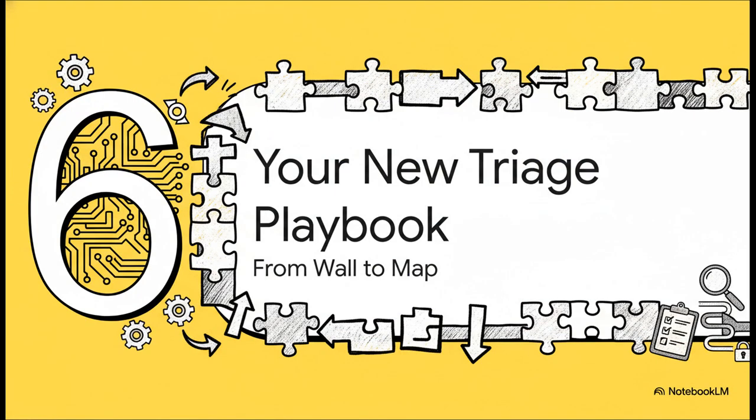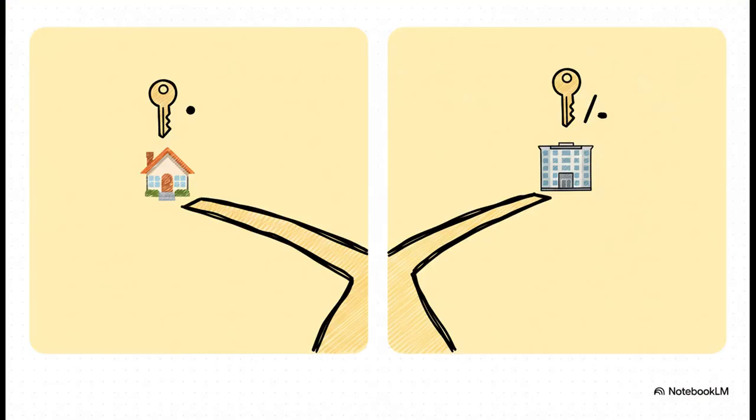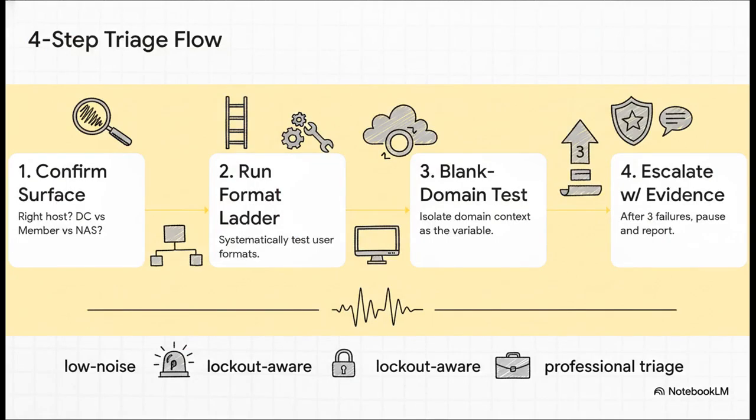Okay, let's put all of this together. We're going to build a final, actionable playbook that you can literally screenshot and use on your very next engagement. Your very first attempt shouldn't be random. It has to be a conscious, strategic choice based on what you suspect the target is. If it feels like a simple file server or maybe a NAS device, start with a local first approach. But if you know you're talking to a domain controller, well, it makes sense to start with a domain first format.